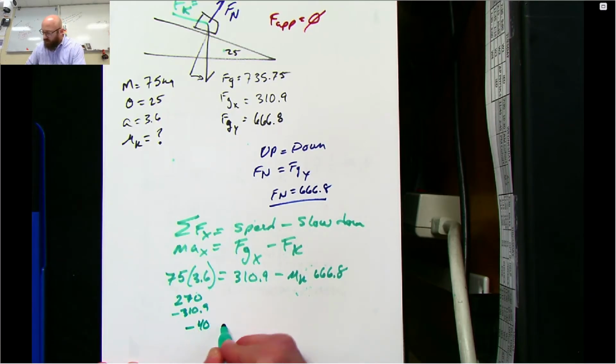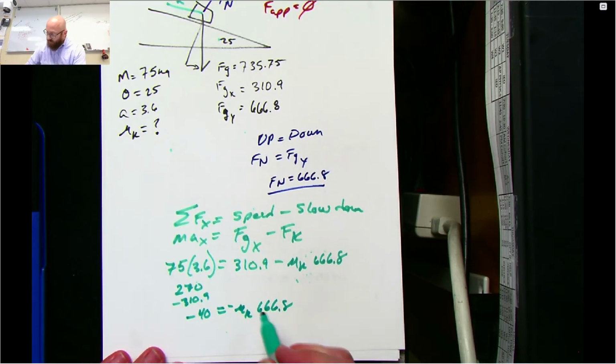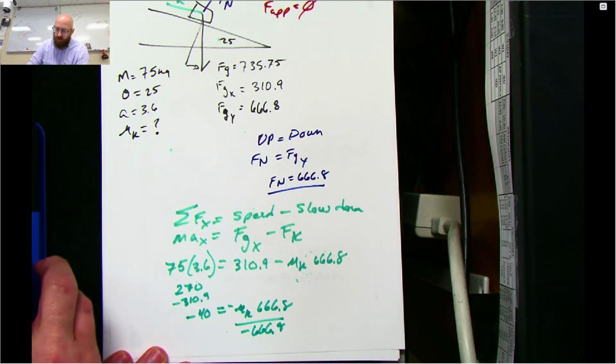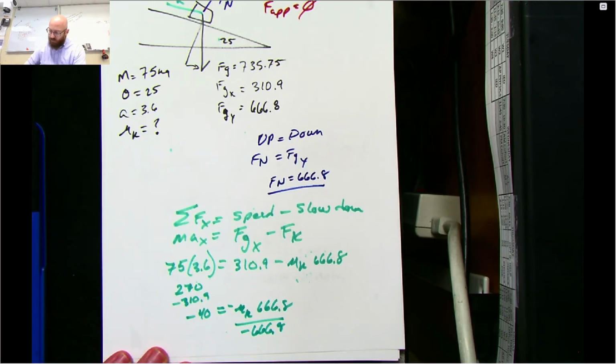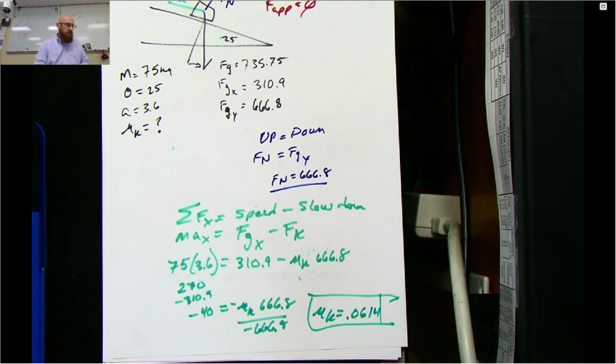Negative 40 equals negative mu of k times 666.8. I'm going to divide over negative 666.8. My mu of k is equal to 0.0614. Hopefully that helps.